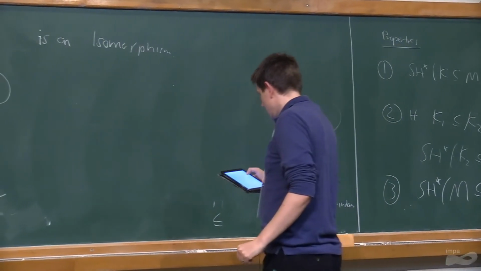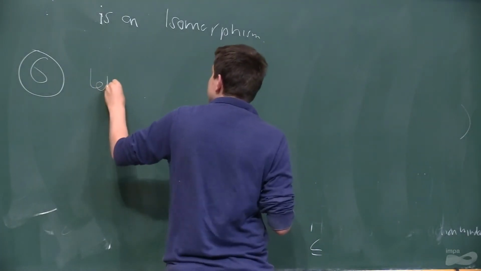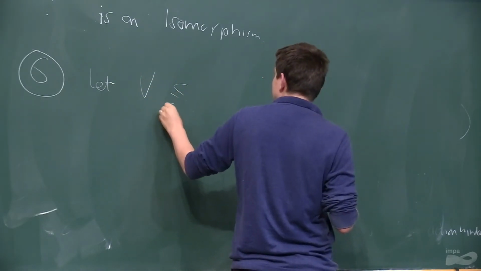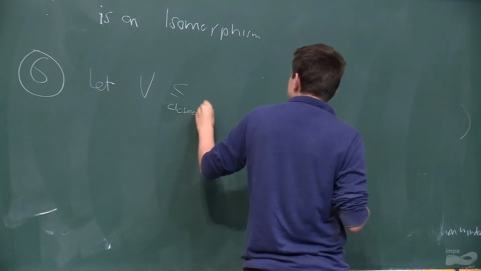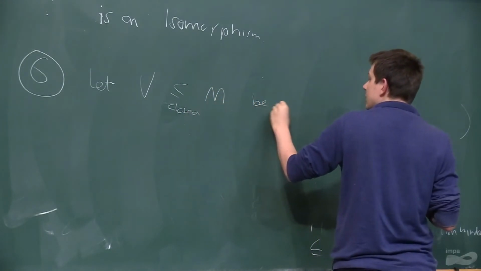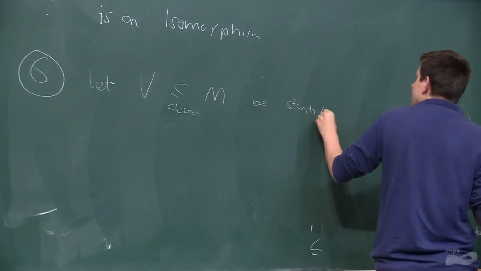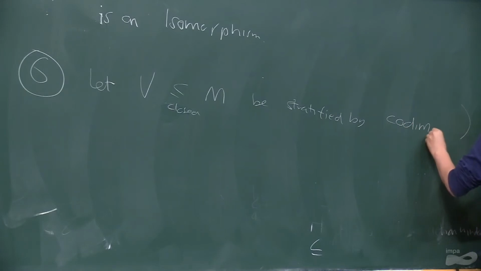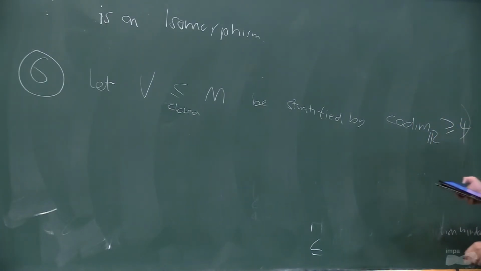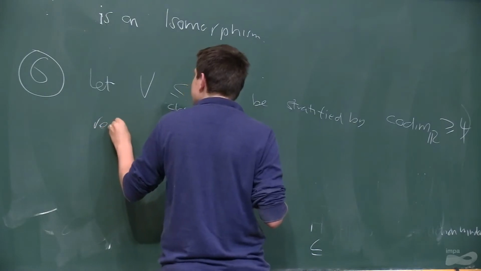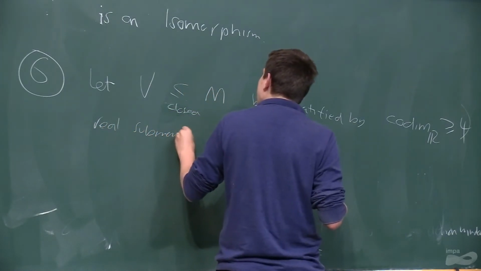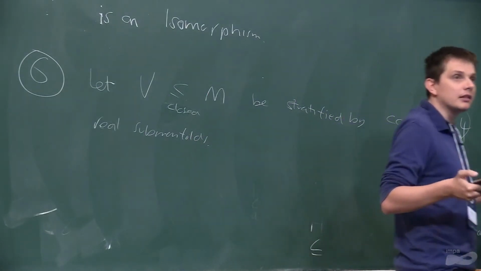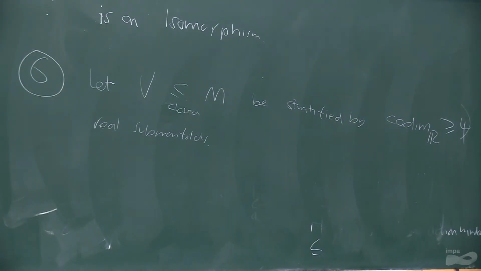So let V be a closed subset of M, stratified by codimension greater than or equal to 4 real submanifolds. You should think of V as the region where the birational transform is ill-defined. So V is inside X, or V hat is inside X hat.